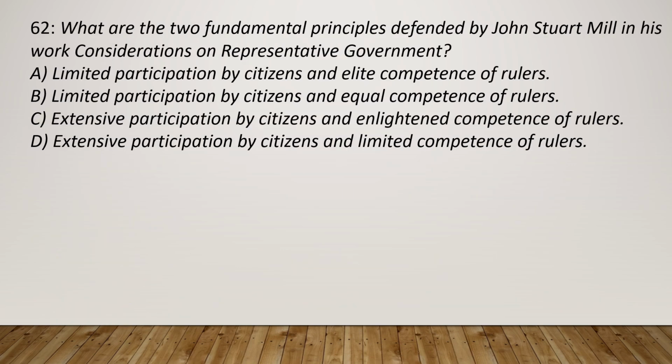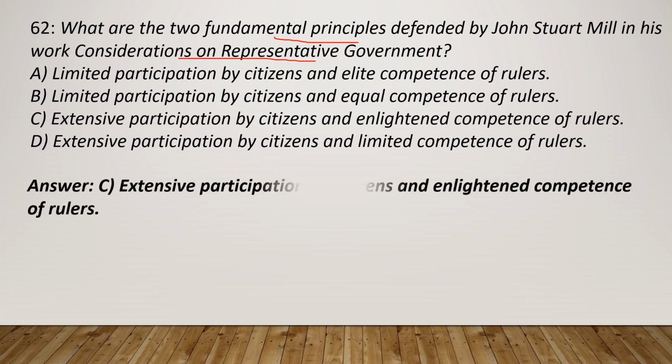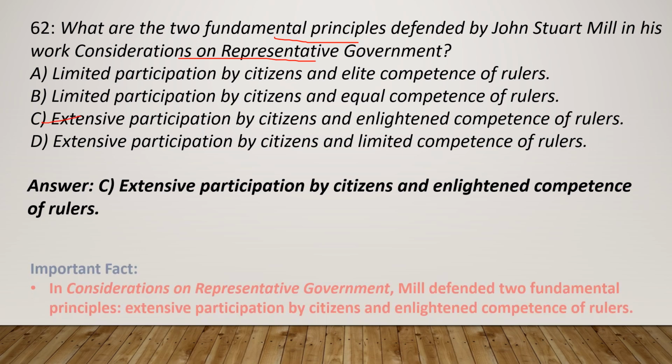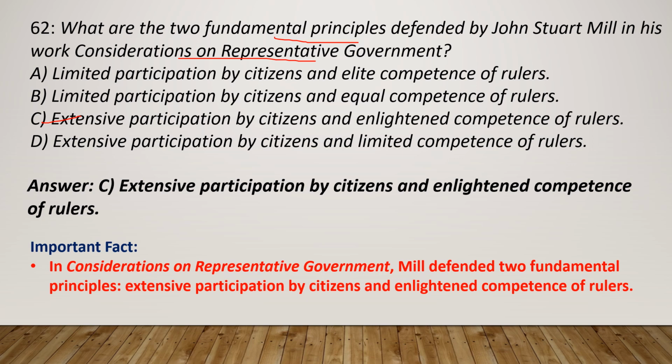What are the two fundamental principles defended by John Stuart Mill in his work Considerations on Representative Government? Extensive participation by citizens and enlightened competence of rulers. Option C. In Considerations on Representative Government, Mill defended two fundamental principles: extensive participation by citizens and enlightened competence of rulers.